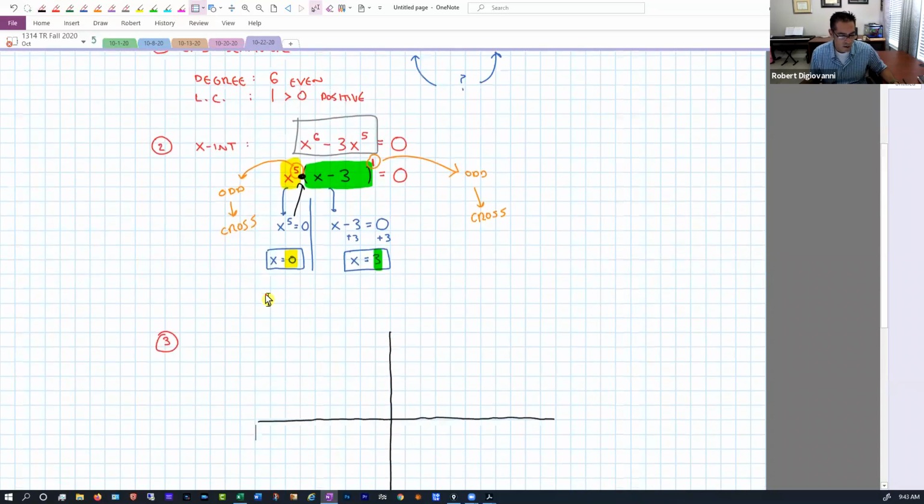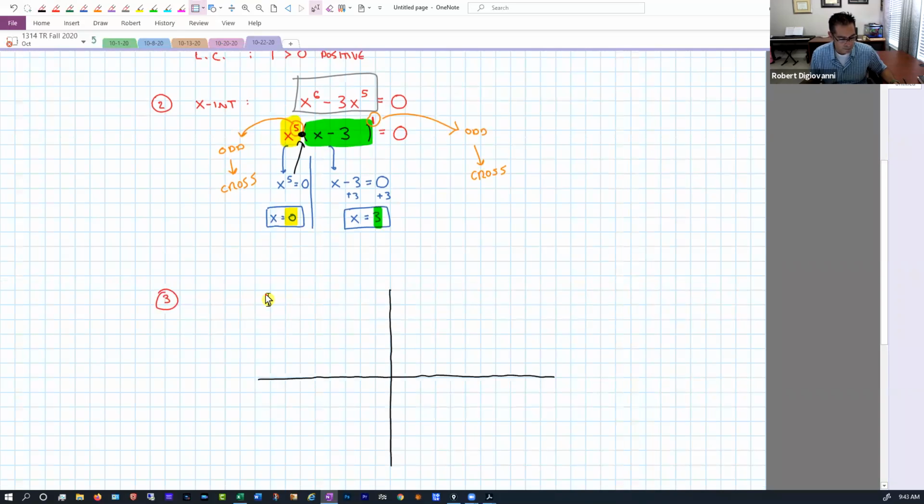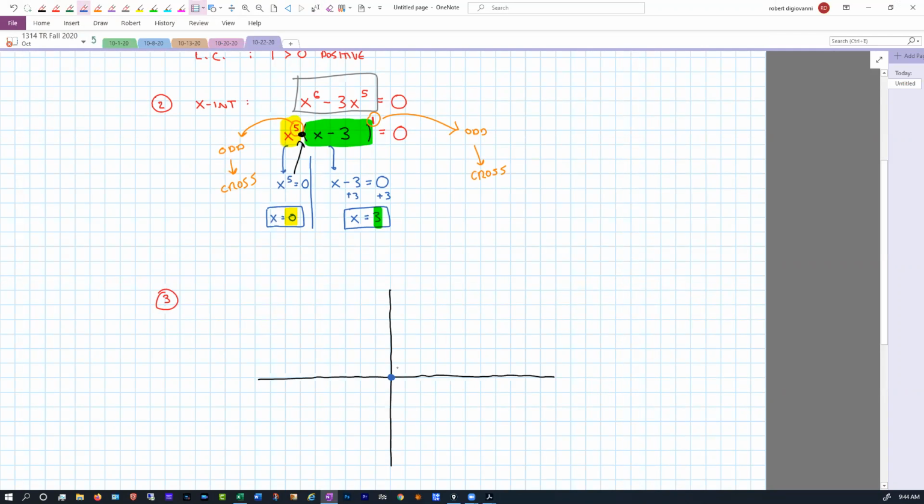So what do you want me to do first? We would put the 0 on the x-axis. I put a blue dot right there at 0. Okay, good. What else? And then we'll put the 3.